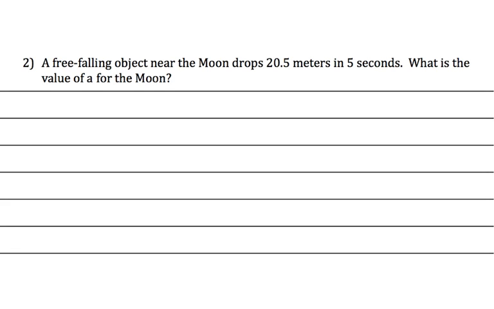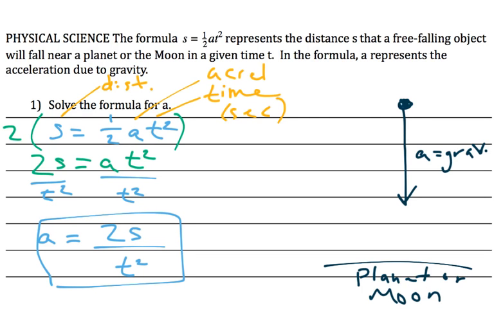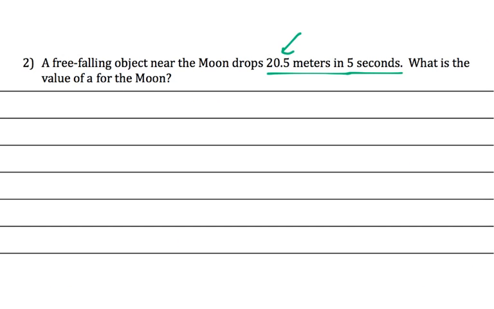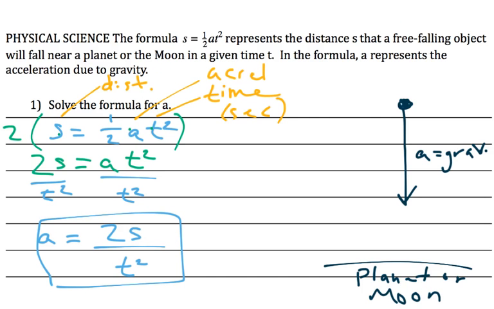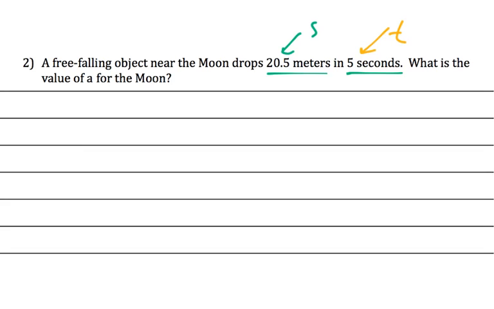Now, it looks like they're telling us more. The free-falling object near the moon drops that many meters in 5 seconds. Now, let's think about what meters would be. Well, it wouldn't be acceleration. It wouldn't be time. The only thing that it can be is s, and we already labeled that anyway. So let's draw an arrow there and write s. And then logically, this has to be t for time. What is the value of A for the moon? So they want us to use what we just created, which was A is equal to 2s over t squared. Rewrite it.